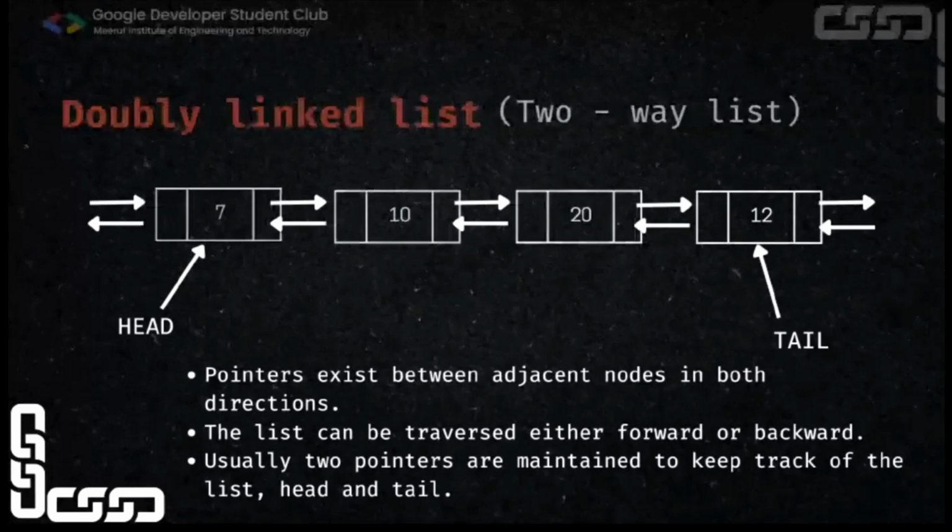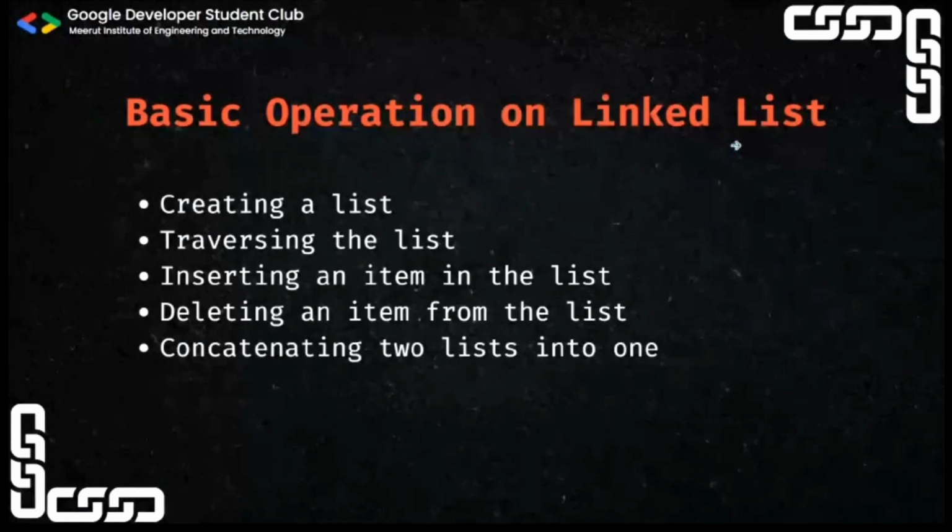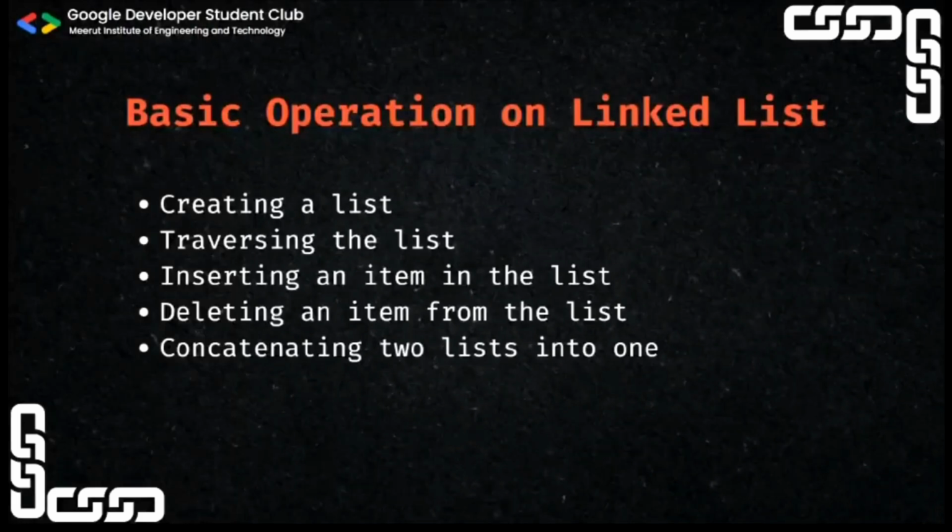So next, let's see the basic operations you can perform on a linked list. We have seen how you can create a linked list. The next thing is how you can traverse, that is, move from the start to the end of a linked list. Third is inserting an element inside a list. Fourth is deleting a node. And the last is concatenating two lists. Concatenating means joining two lists together into one.